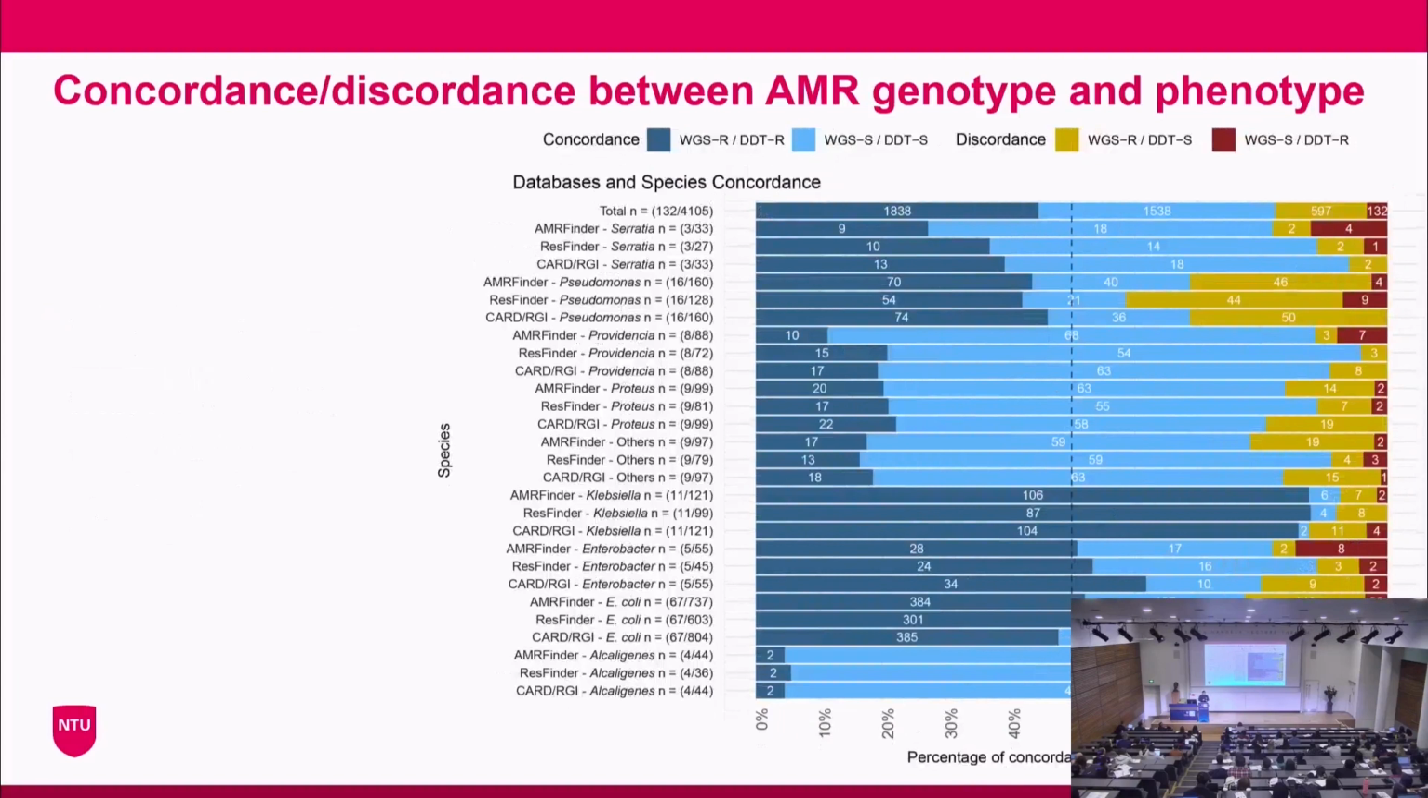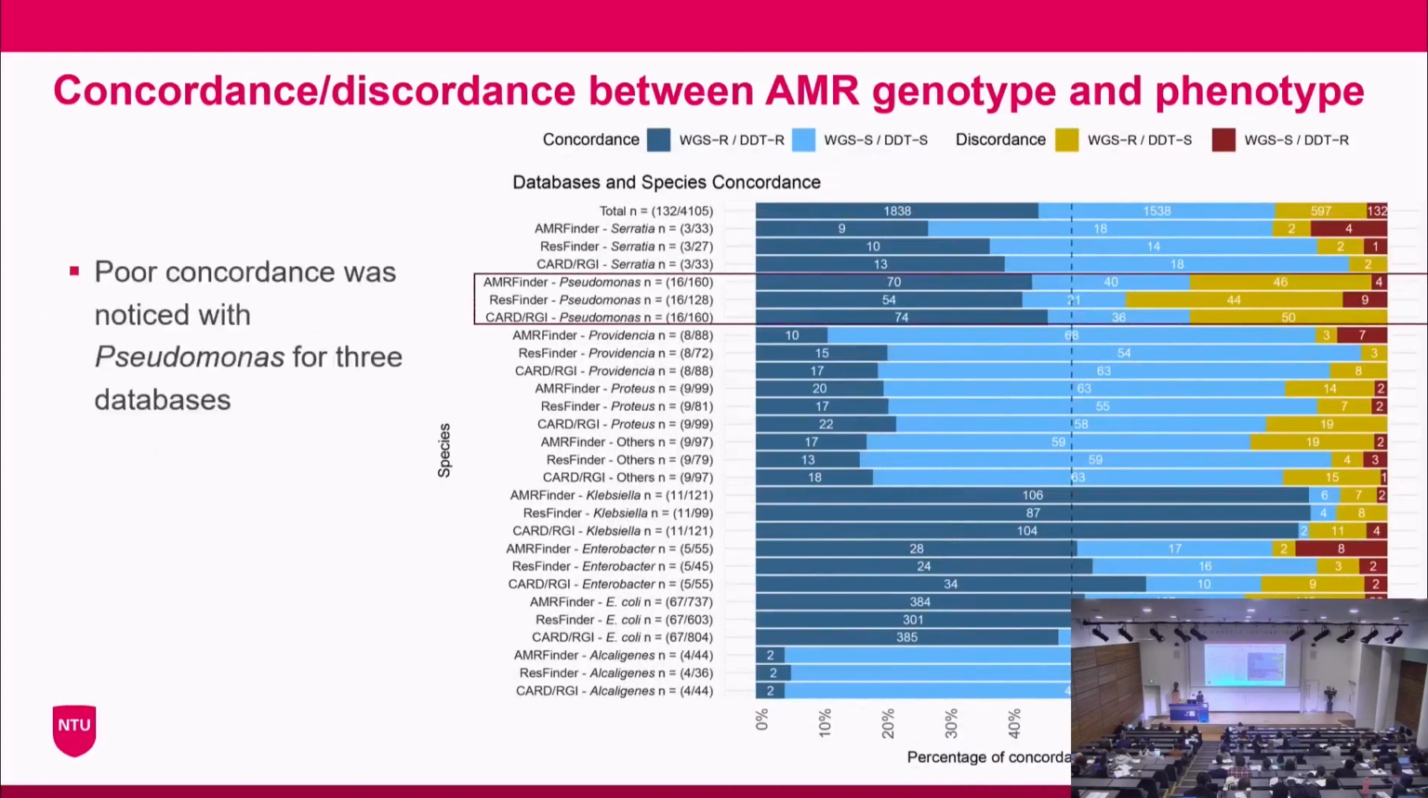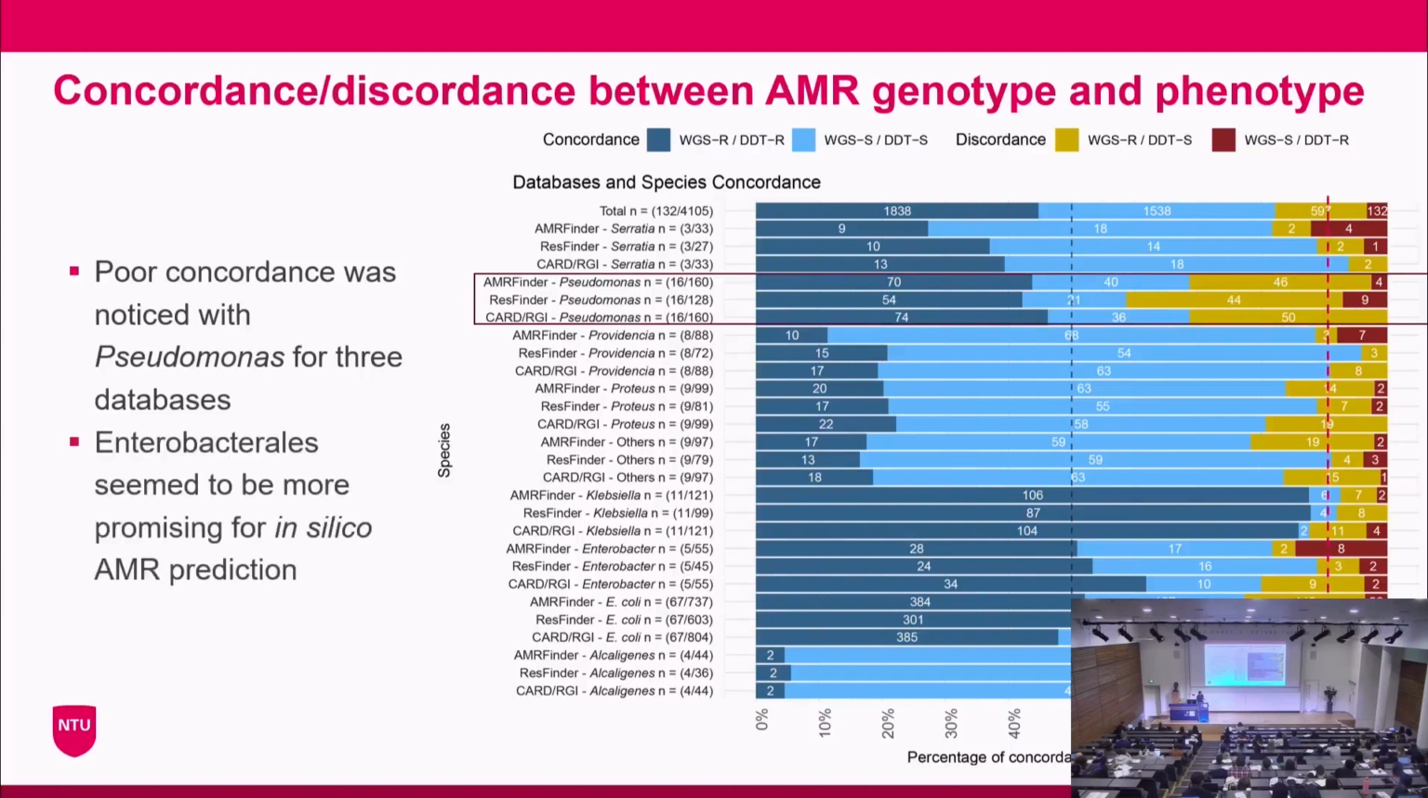On a species level, Pseudomonas aeruginosa had a poor concordance for the three databases, while the others had more than 90%. All the Enterobacterales seem more promising for in silico antimicrobial resistance prediction.